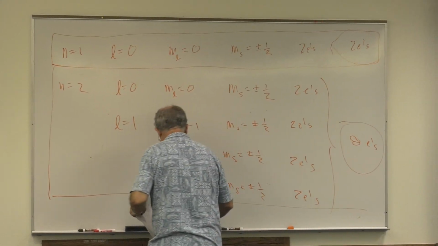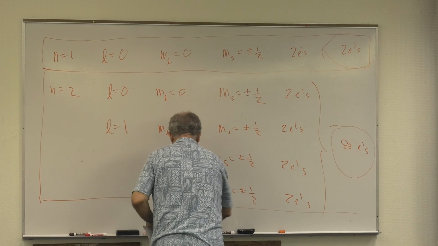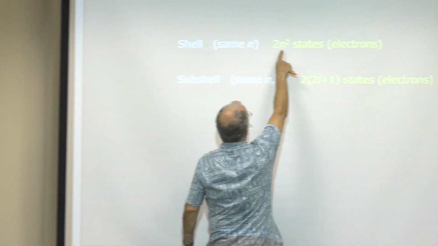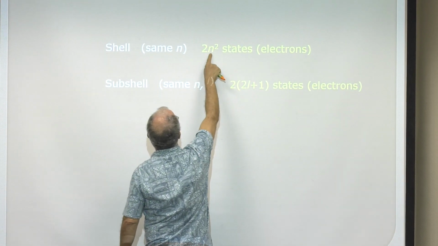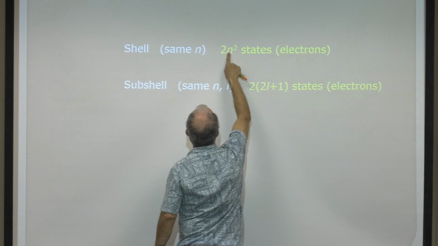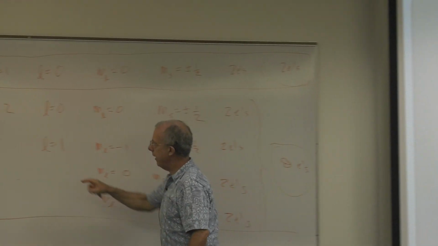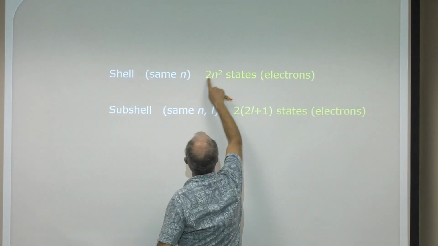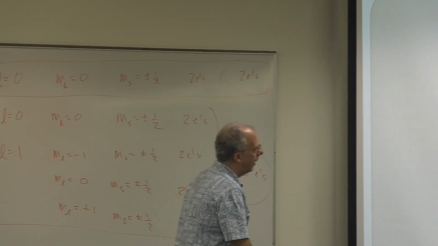So there's some little things here. This formula gives you the number of electrons. Let's see if it works. Put in n equals 1: 1 squared is 1, times 2 is 2. Yep, it worked. Now let's try n equals 2. 2 squared is 4, 4 times 2 is 8. Yep, it worked.